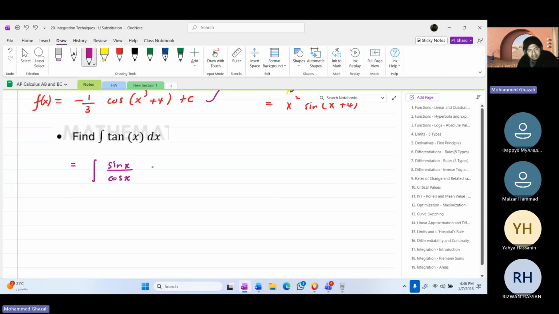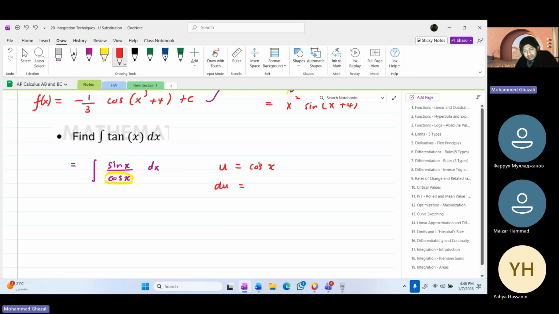And this is an amazing integral, right? Make the denominator cos x equal to u, because the derivative of cos is sine. It can cancel out. Let u equal cos x. du is the derivative of cos x, negative sine x dx. Are we good? Equation 1, equation 2. I can substitute equation 2 first because I can see sine x dx here.